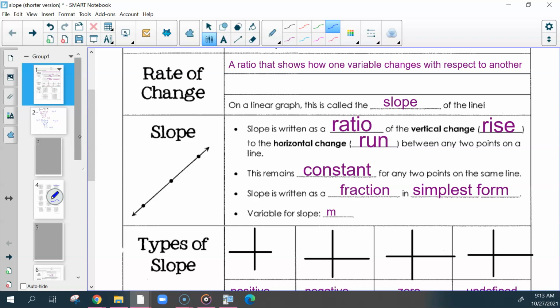Slope is written as a fraction in simplest form. Ratios come in different variations, but our ratios for slope are going to be in fraction form, simplest fraction form, unless it's a whole number. So simplest form could also just be a whole number. The variable for slope is m.